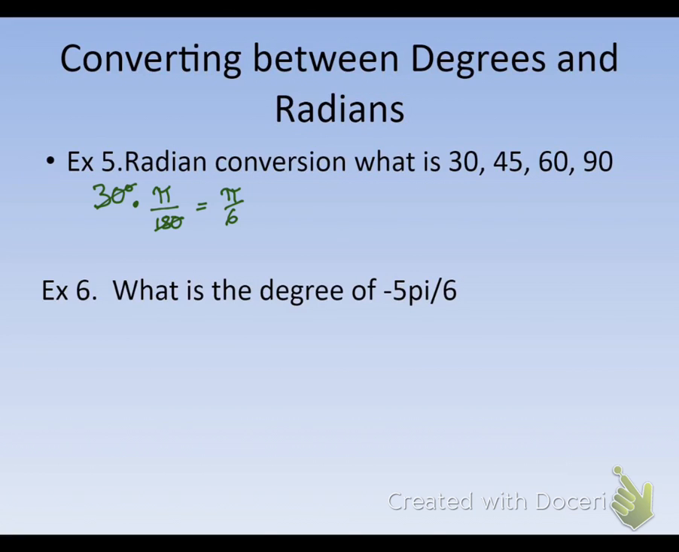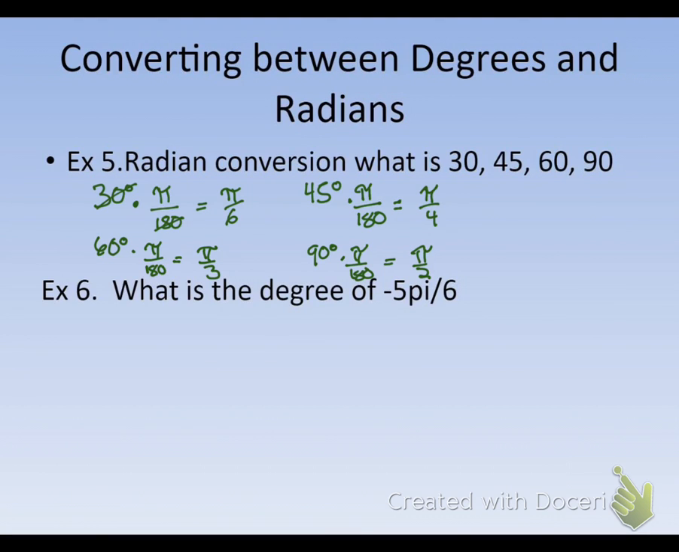We also have 45 degrees. Same conversion, pi over 180. We see here that 45 goes into 180 4 times, pi over 4. We have 60 times pi over 180. We see that 60 goes into 180 3 times. That gives me pi over 3. And we have 90 degrees times pi over 180 gives me pi over 2. Again, I know you probably knew these 4, but should you need it in the future, you at least have it.